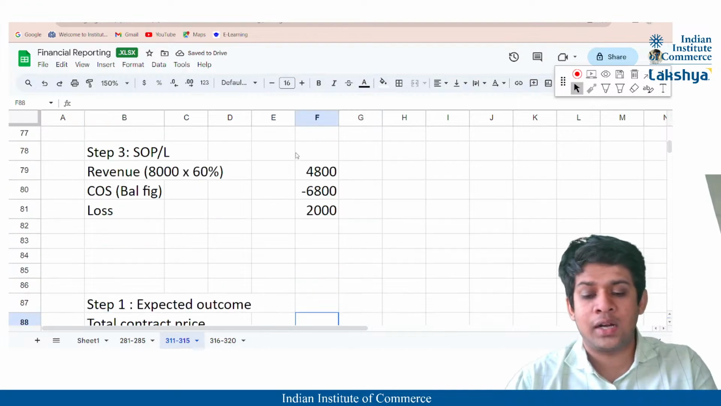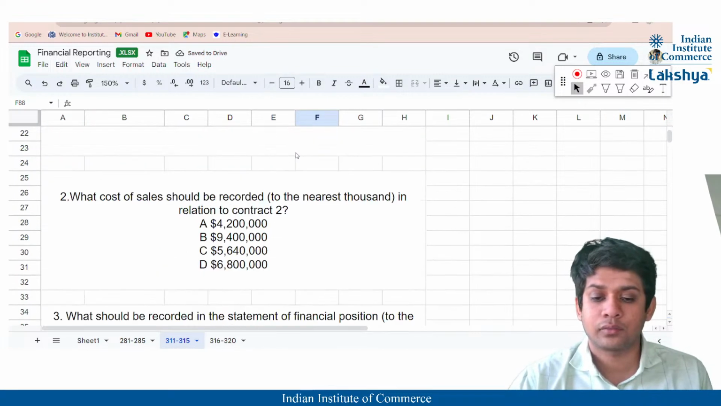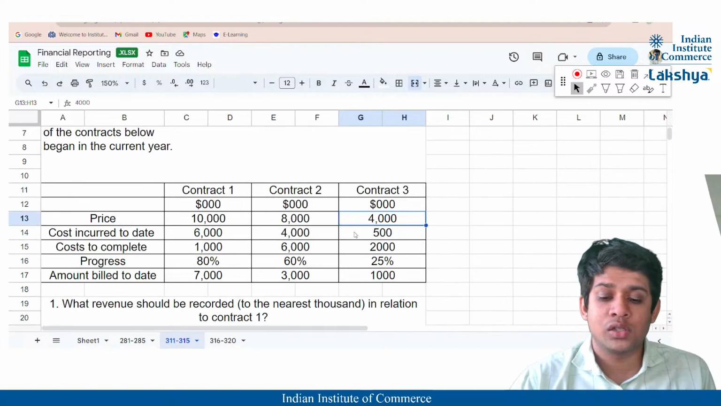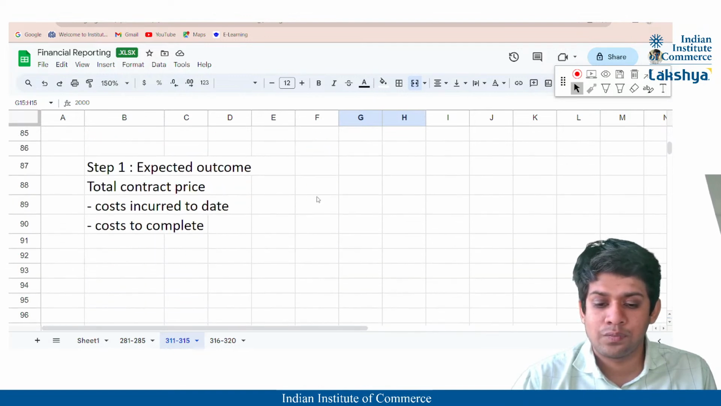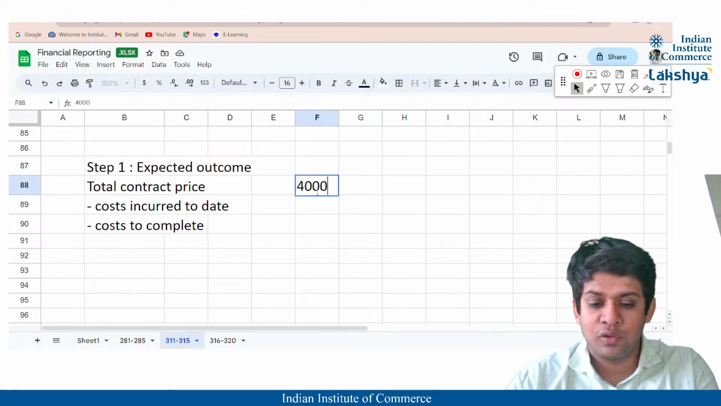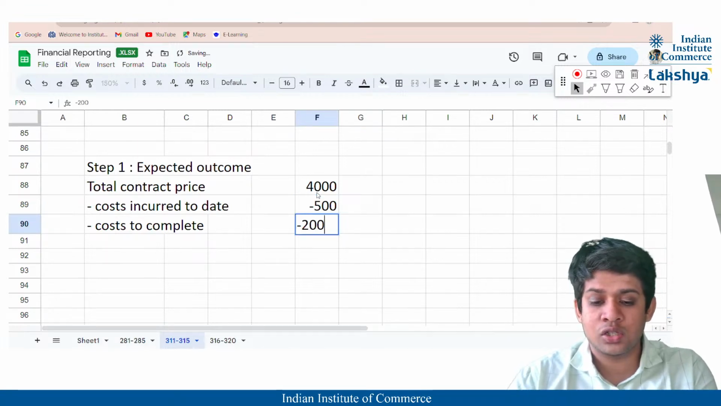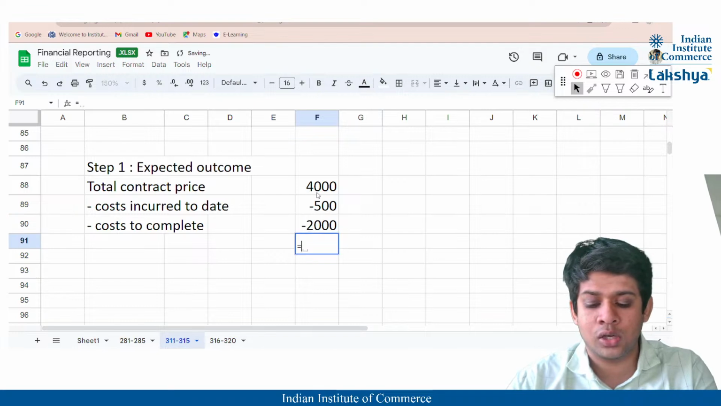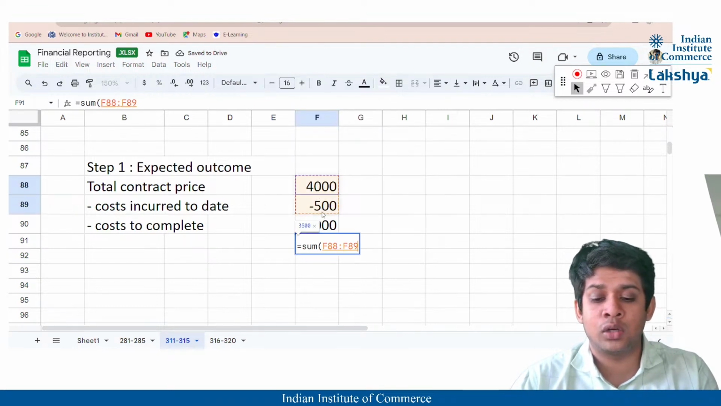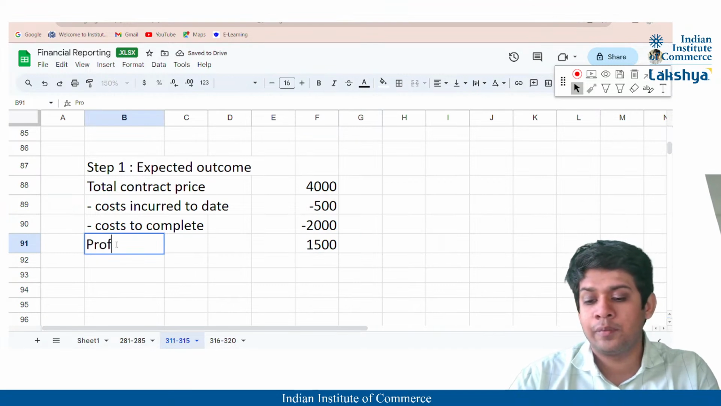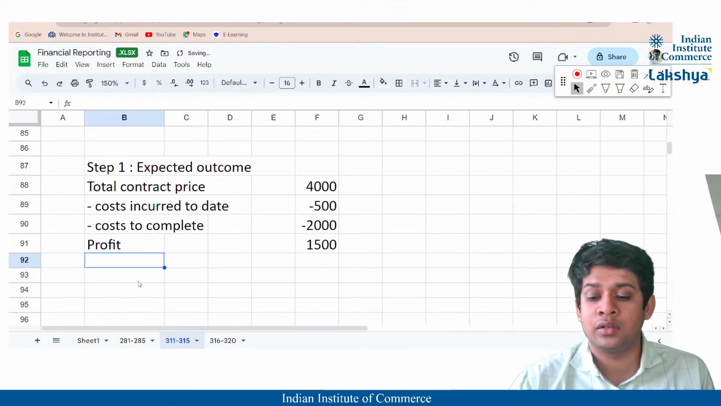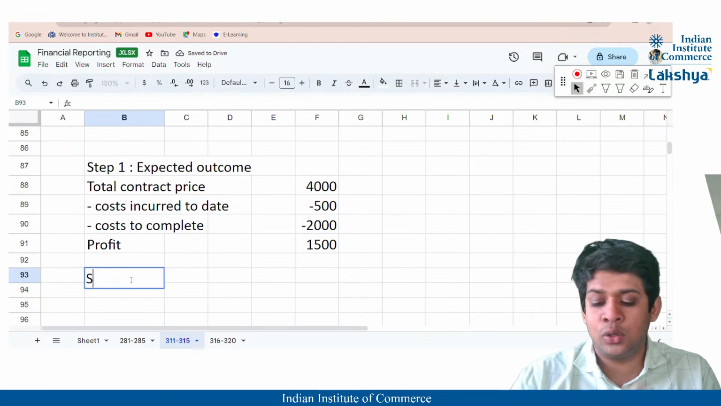So what is our total contract price? 4,000, cost incurred to date 500, cost to be incurred for completing the project 2,000. So obviously the expected outcome is profitable. It is a profit of 1,500, right? Step 2 we do not need to calculate.